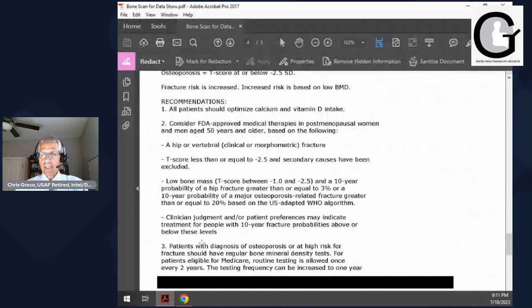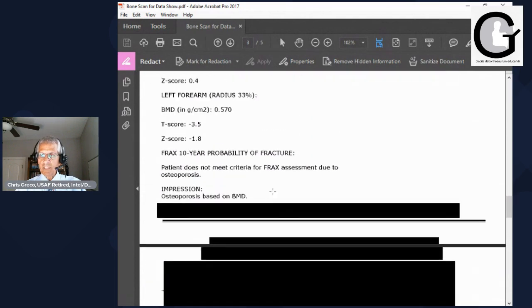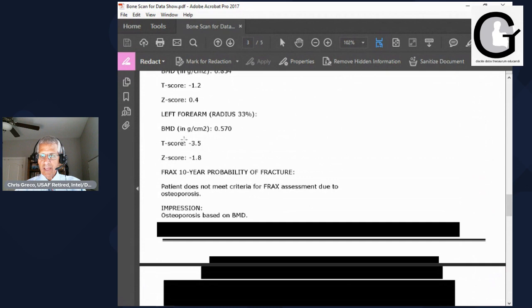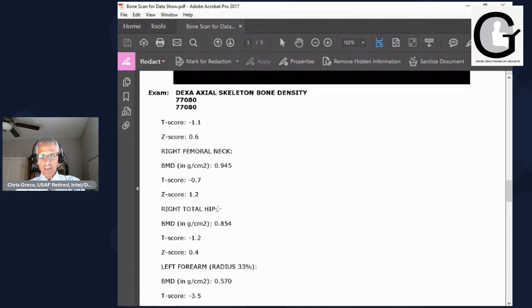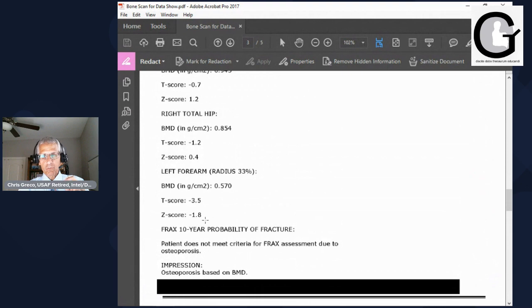So what they did, in this one right here, they took the lowest BMD T score, which was this one right here. And from that, they diagnosed osteoporosis. Not from these other ones, because the other ones did not show osteoporosis. It showed some osteopenia based on the WHO standard, but it did not show osteoporosis. They're basing the entire diagnosis on the lowest T score, the lowest T score.